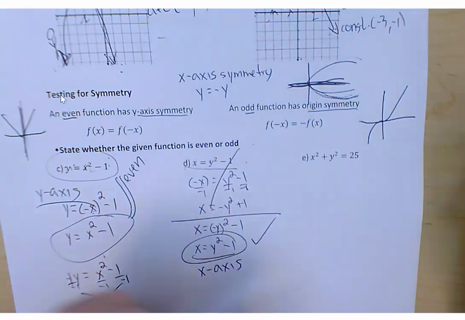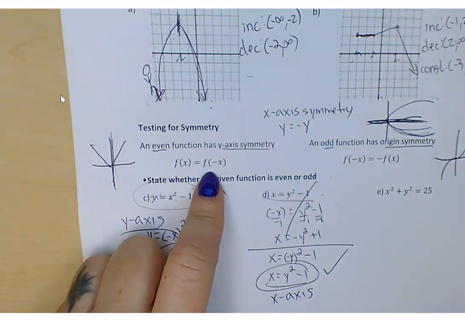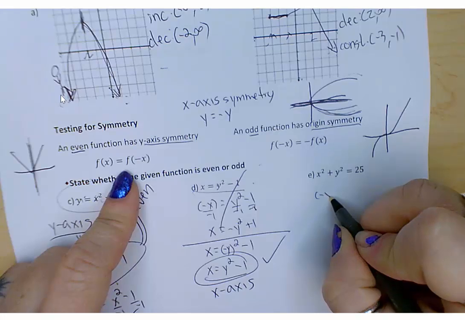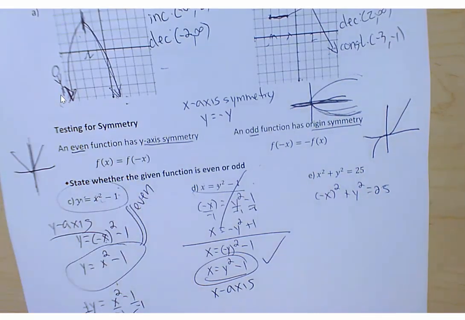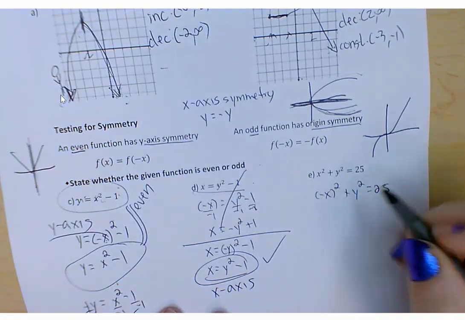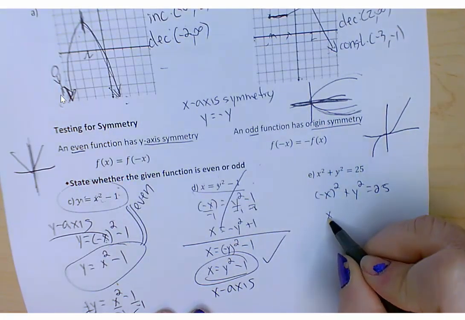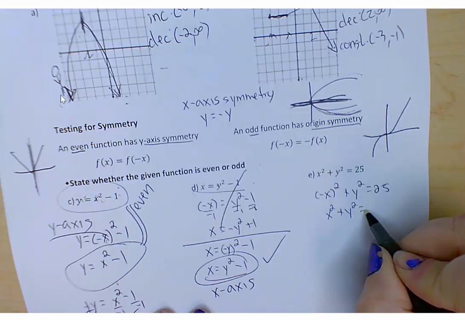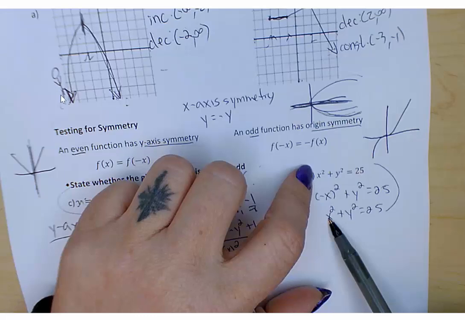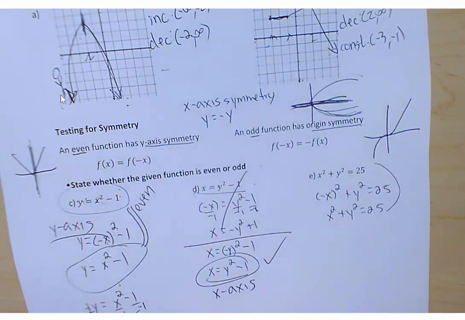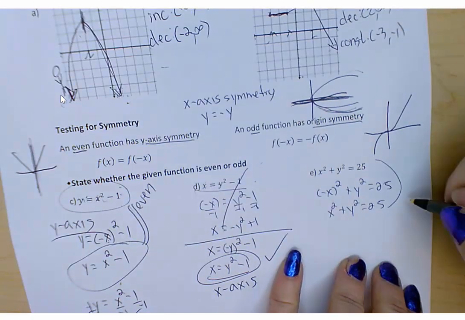So let's check y-axis symmetry. Replace x with negative x and see what we get. Simplifying, negative x times negative x is x squared, and we are left with the same thing as the original. They are both x squared plus y squared is equal to 25. So that means y-axis symmetry does work.